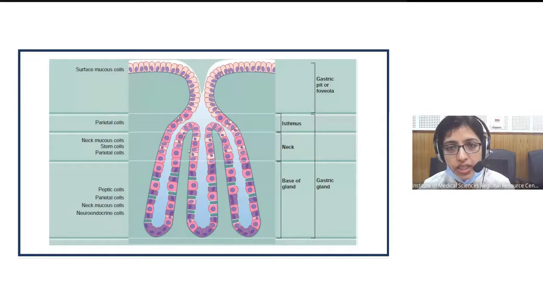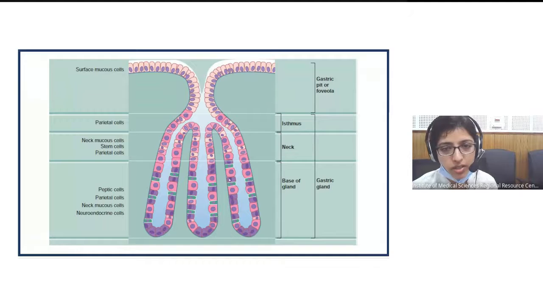Then we have the neck region, and the neck region contains primarily the mucous neck cells. Apart from this, there are a few parietal cells as well as stem cells. The stem cells of the gastric mucosa reside in the neck region. These are undifferentiated cells, and they can differentiate into mucus cells and migrate upwards, or they can differentiate into these cells and migrate towards the base of the gland.